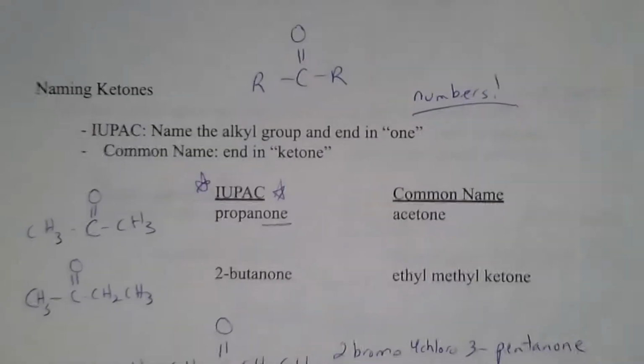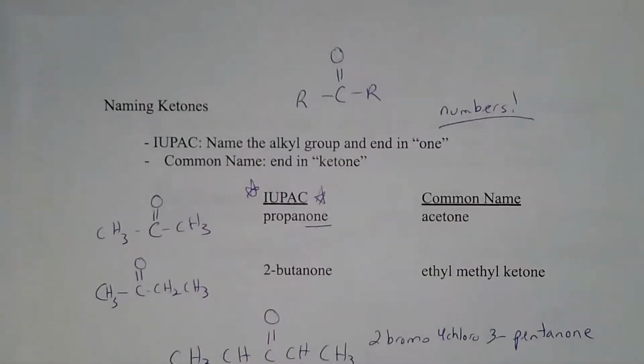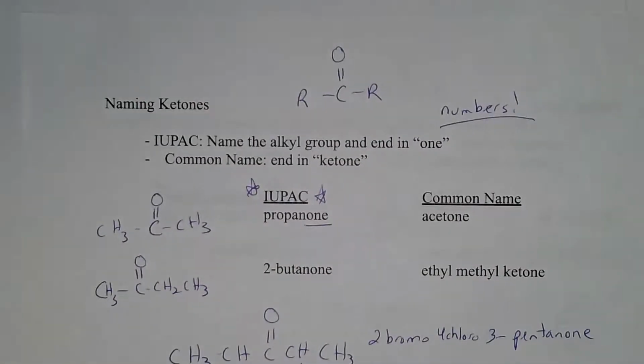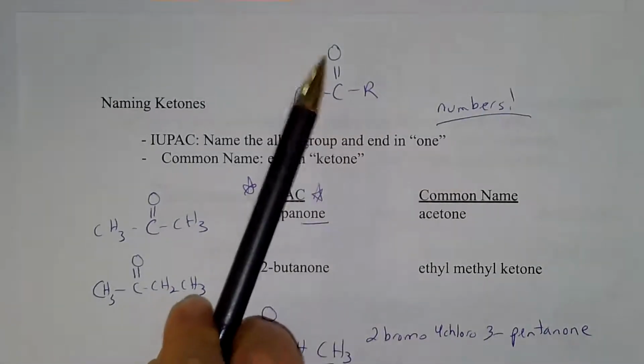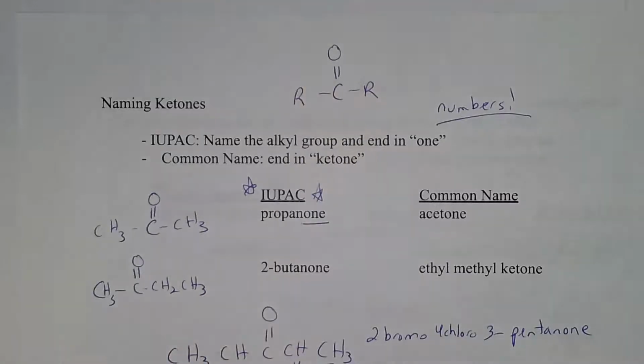All right, so those are the first 3. All right, then we have ketones. So what makes something a ketone is I have a C double bond O somewhere in the molecule between at least two carbons.